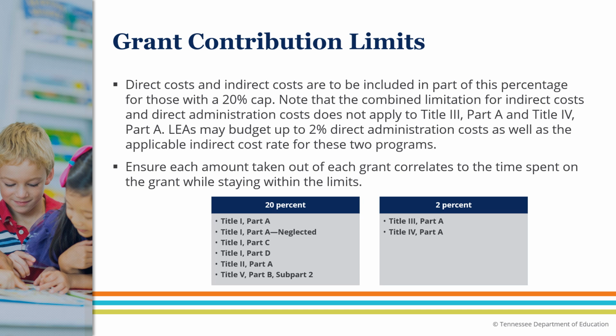Reiterating the grant contribution limits, with this one, there is a slight change. With Title III and Title IV, you can take up to 2% direct admin cost as Title III and Title IV. In addition, you can also add the indirect cost without it being part of the 2% for Title III and IV. However, with the others, the 20% must include both any Con or direct admin, whichever one you utilize, along with the indirect cost. That has not changed.